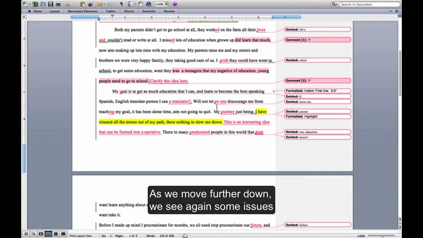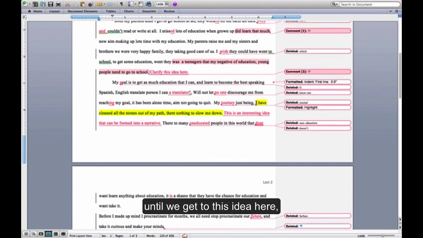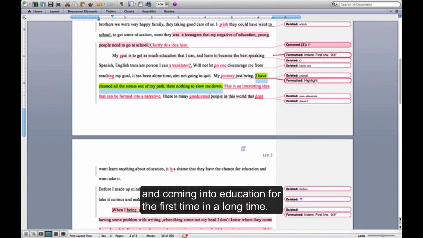As we move further down, we see again some issues with word choice and dropping off words until we get to this idea here, which I've highlighted in yellow. And I thought this was really interesting and potentially a start of a narrative. So this student writes, "I've cleaned all the stones out of my path. There is nothing to slow me down." So my sense is that there is a potential conflict here with being held back, meeting a lot of obstacles, and coming into education for the first time in a long time.